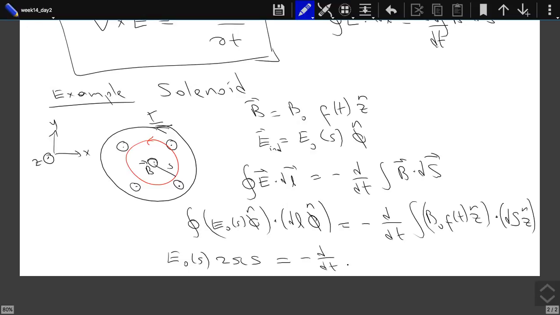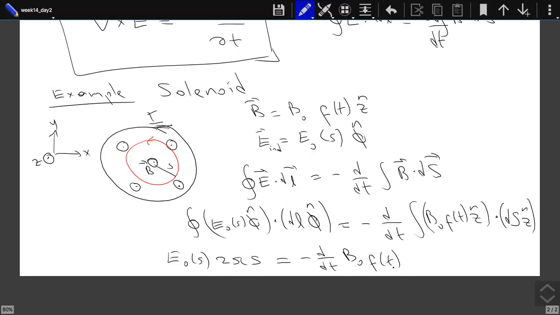Now the right-hand side, minus d by dt. B0 is a constant, I can take it out. f of t is time-dependent, but it is constant over the surface. You see, I'm just dividing my surface into very small patches, calculating this function at all of those patches. But from patch to patch, I'm not changing the time. I'm only changing the position. So f of t is constant at a given time, constant over all the surface. So I can take it out of my integral sign.